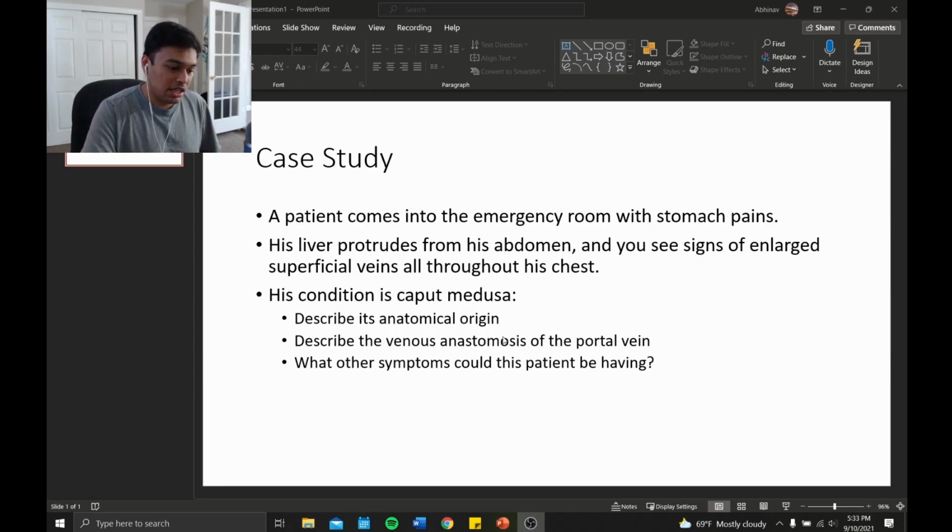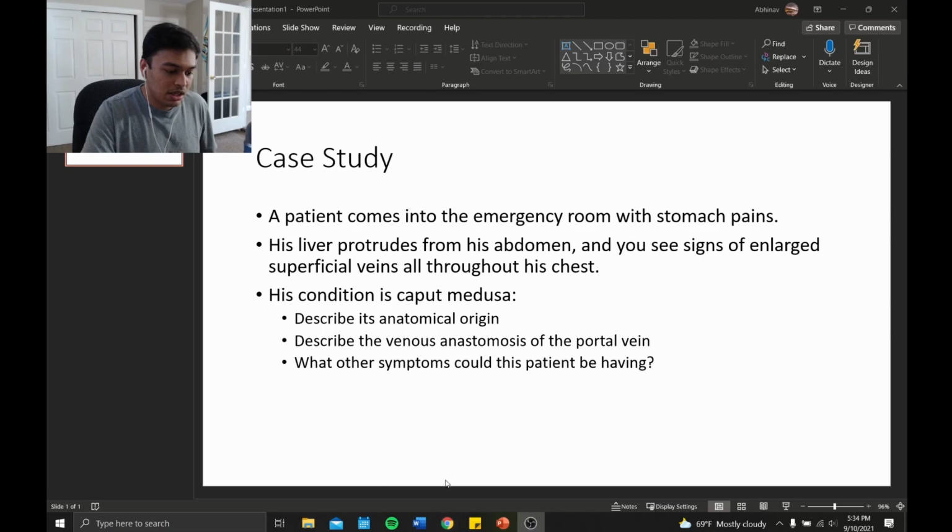Sometimes you see it with the E over here, sometimes you don't, but I think of Medusa, the mythological creature that turns people into stone when you look at her. So the case study here asks for its anatomical origin, to describe the venous system anastomoses in relation to the portal vein, as well as any other symptoms that this patient might be having. And this will become a little bit more clear as we go through.